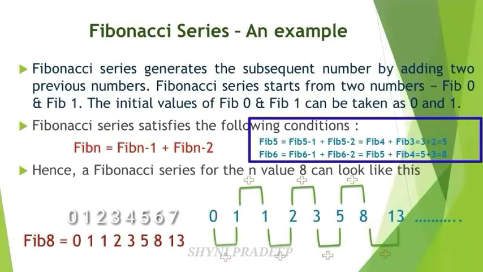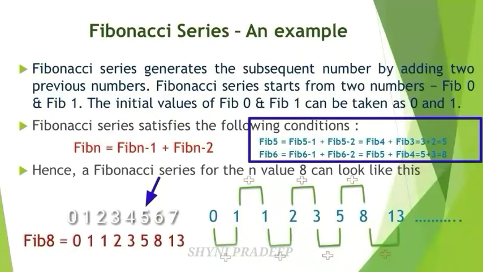N is equal to 6. Fib 6 is equal to fib 6 minus 1 plus fib 6 minus 2. Fib 6 minus 1 means fib 5, plus fib 6 minus 2 means fib 4. See here, which element is stored in the index position 5? 5. Okay. Plus which element is stored in the index position 4? 3. So 5 plus 3 is equal to 8.